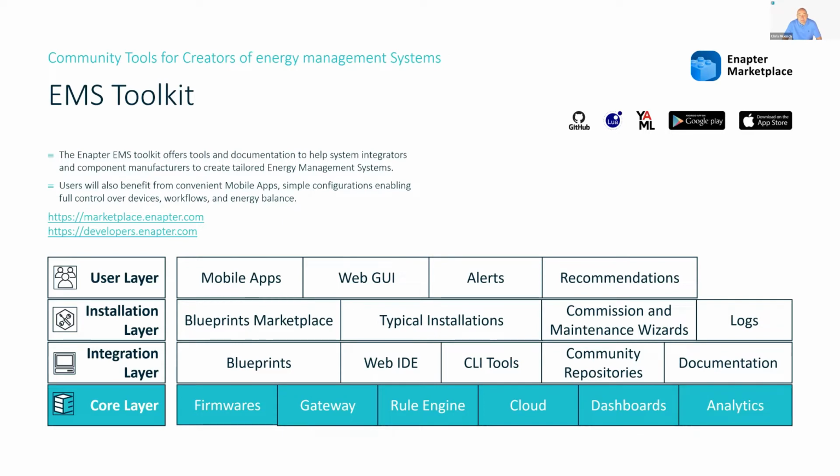And then for the end user, you have mobile apps, you have the WebGUI directly at the electrolyzer. You can fire alerts that go into your email system or on your phone as an alert. And you get recommendations on what you can do in order to optimize your system. This complete ecosystem is provided by Enapter and can be extended in many directions.